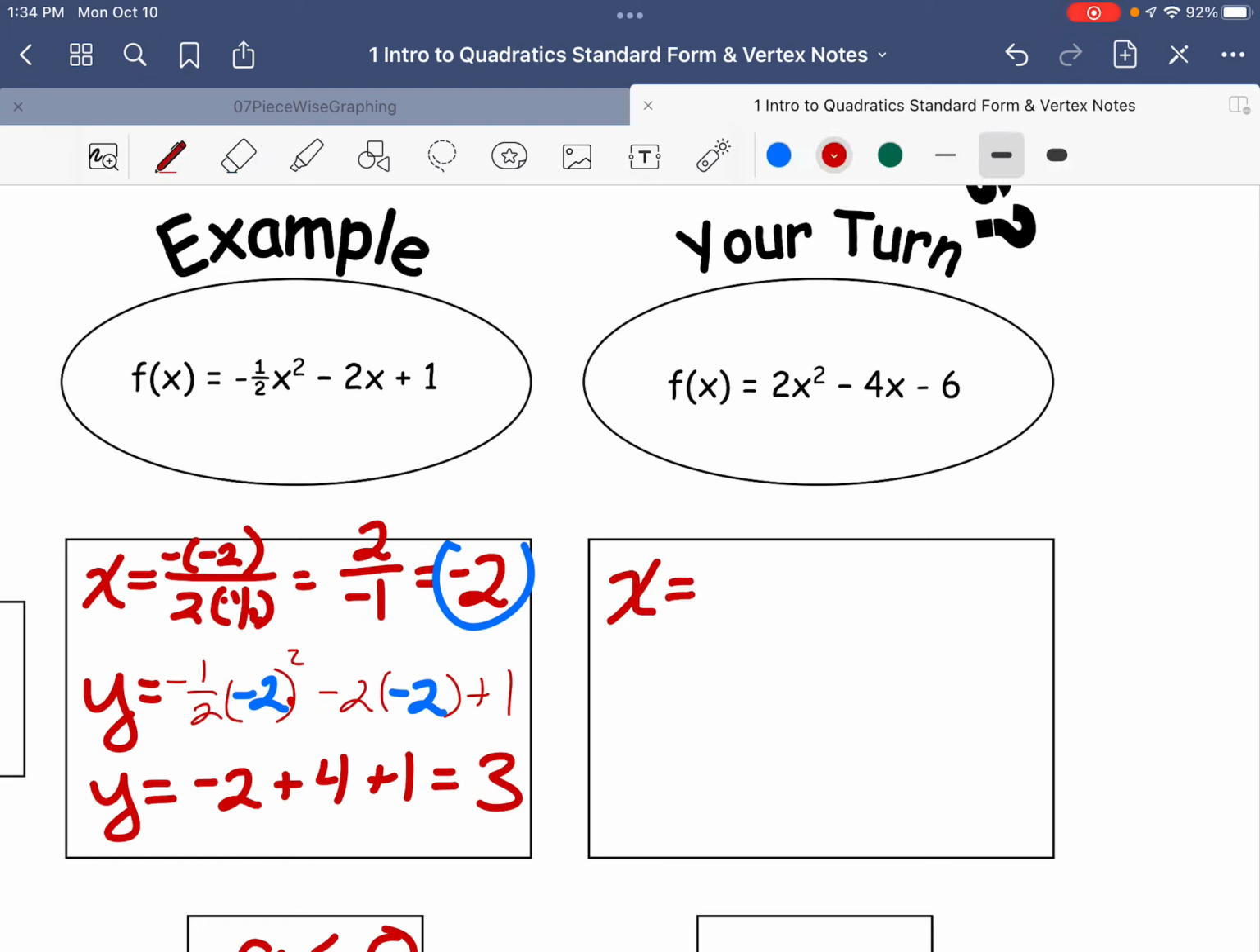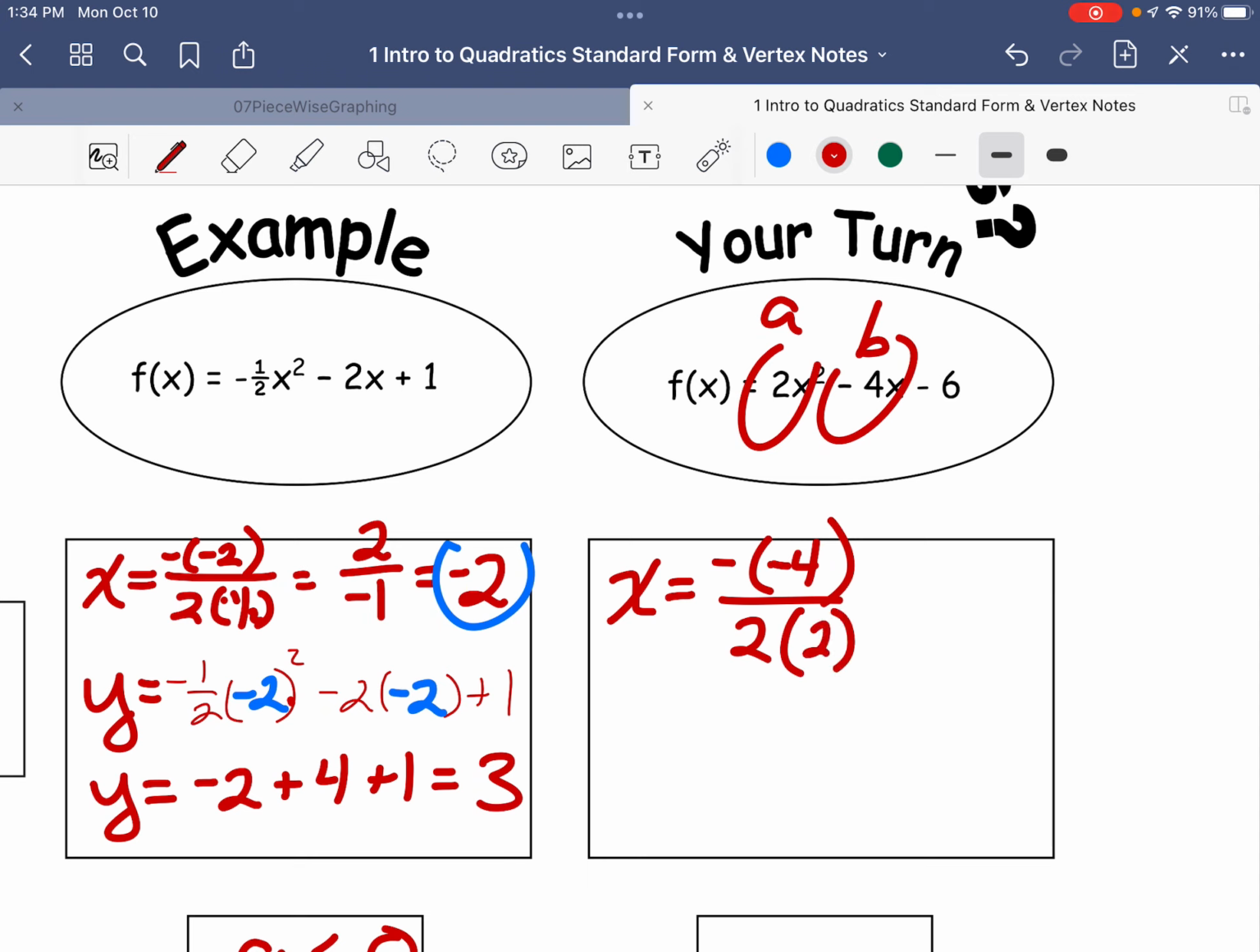You want to start with the formula, the opposite of b over 2a. Remember, the b value would be the number in front of x. So the opposite of that number, the opposite of negative 4. The a value is the number in front of x squared. So it's always over 2a. So in this case, it's over 2 times 2.